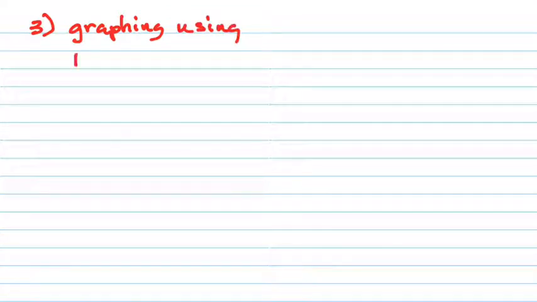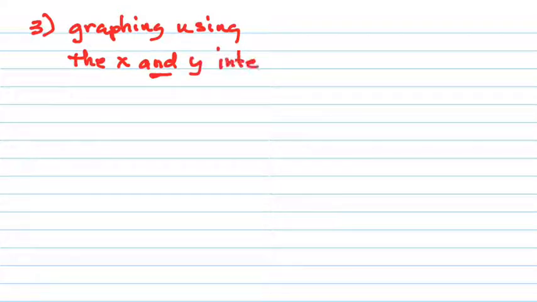But remember, we said there were three methods we were going to look at. And so today what we're going to do is look at the third method for graphing a line, and that is graphing using the x and y intercepts.